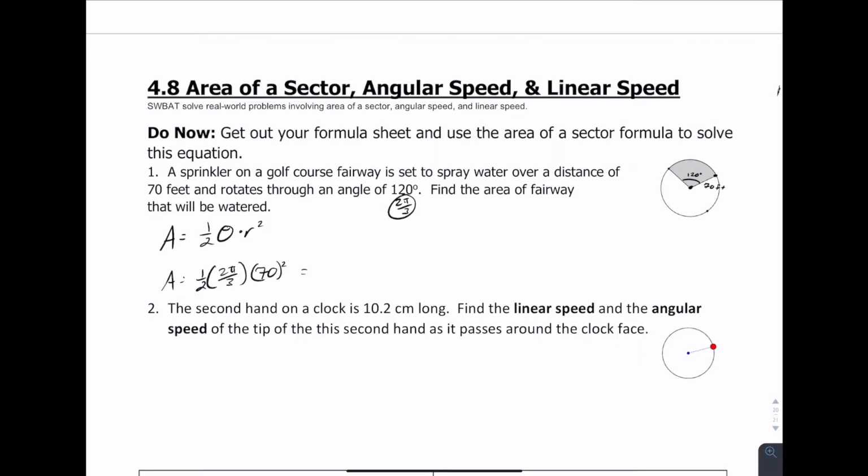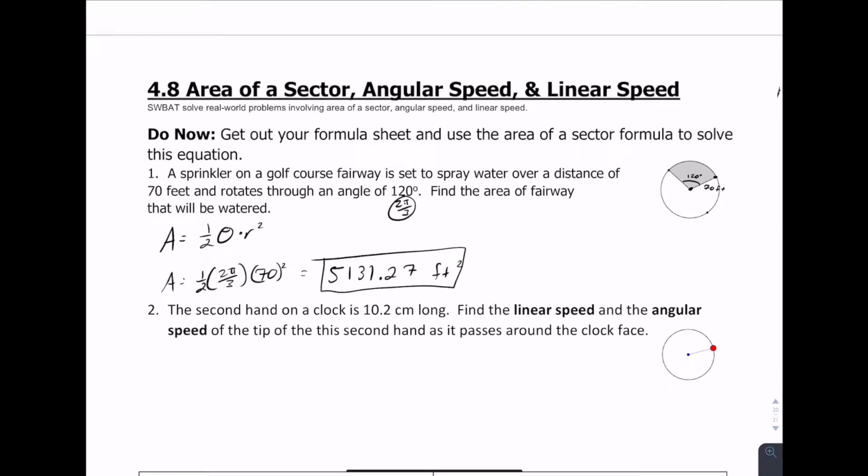Plug that into a calculator because I do not expect you to do this by hand. And that will be 5,131 plus, 0.27 feet squared. Don't forget units. Okay, that's important. So this is the exact area that will be watered.